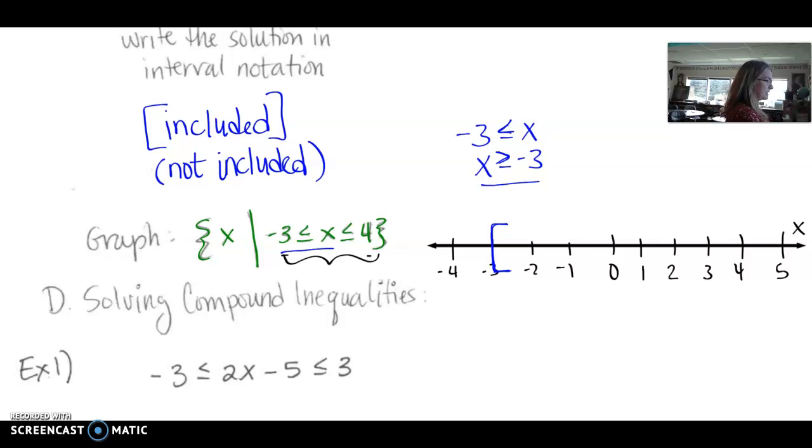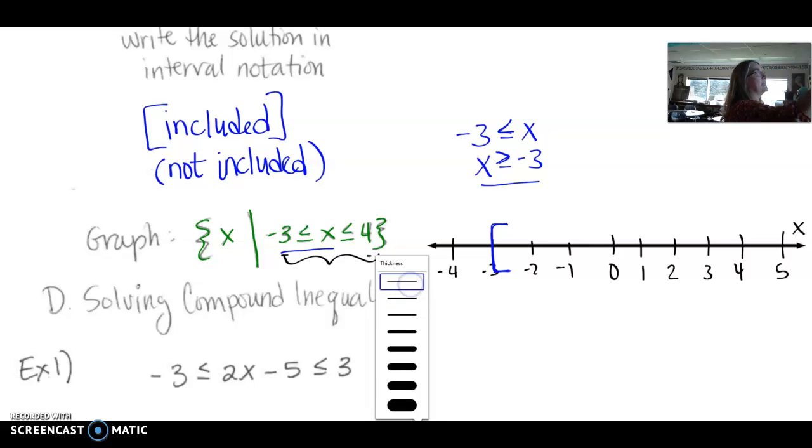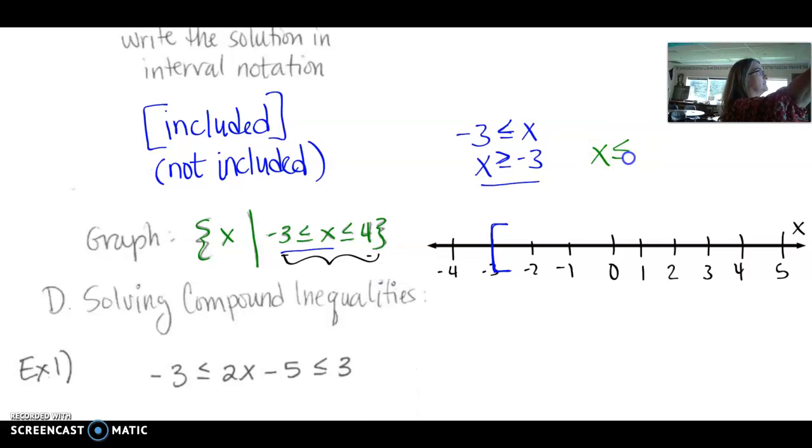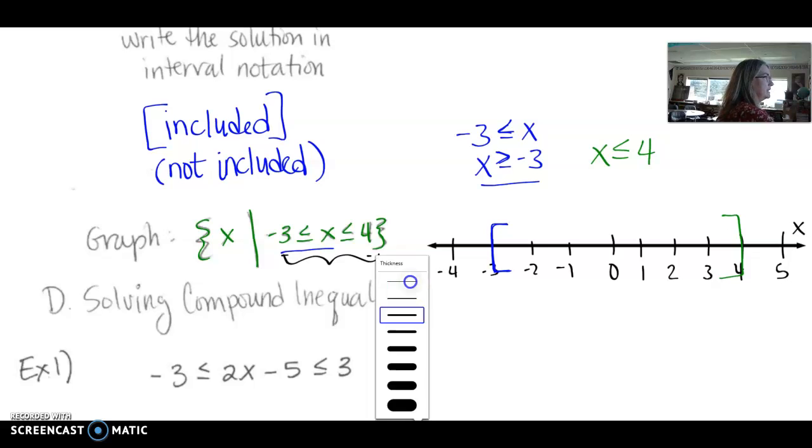But then the second part says that x is also less than or equal to 4, and so if I go to 4, and I want all the numbers less than or equal to 4, and this was off a little bit, move that over. I'm talking about all these numbers in between.